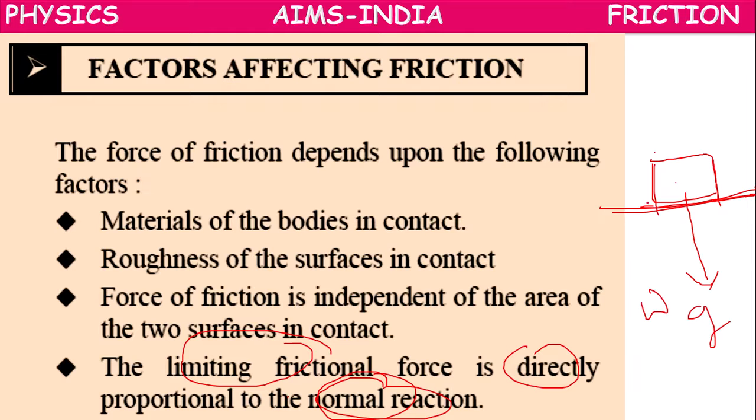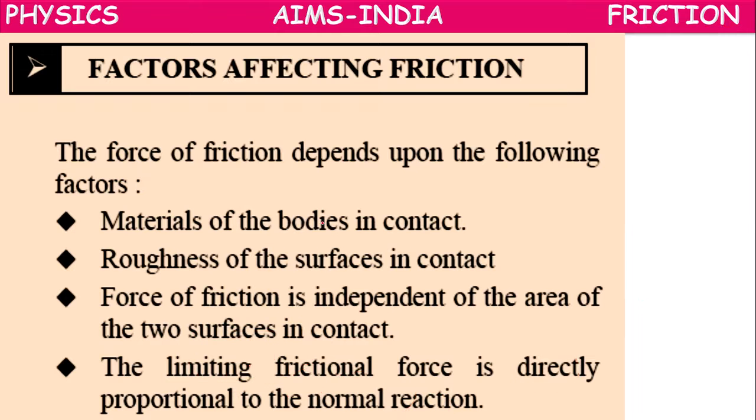In the same way, the surface also tries to create one opposition force, normal reaction force, in the upward direction. This limiting frictional force is directly proportional to normal reaction. If normal reaction is more, then limiting frictional force will be more. So friction depends on materials in contact, roughness of surface, area of contact, and normal reaction between the surfaces.